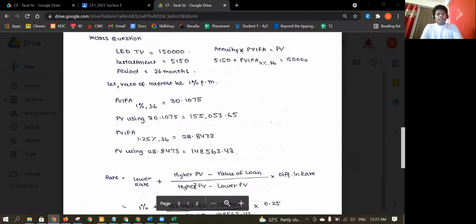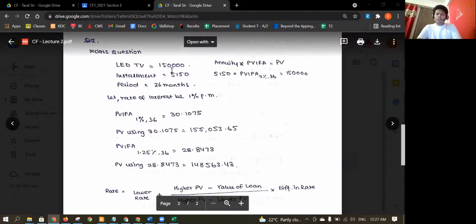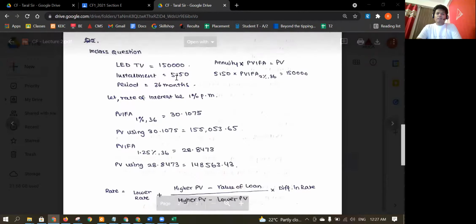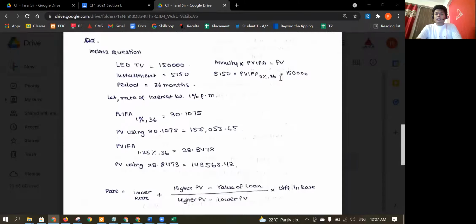Okay. Another question that was done in class was this LED TV question, which was 1,50,000 for the LED TV. Installment was 5150, 36 months period, and you have to calculate the rate of interest. So again, the formula for this was 5150 into PVIFA X percent, comma 36.